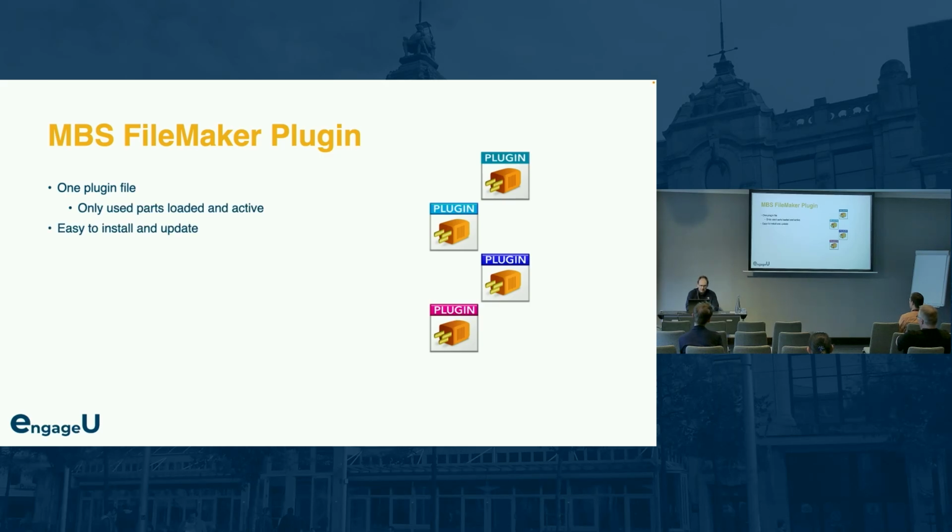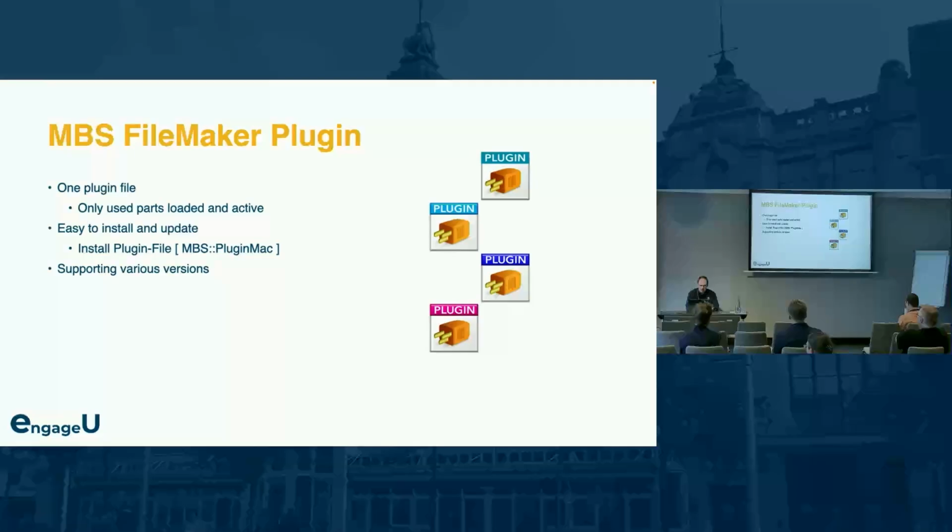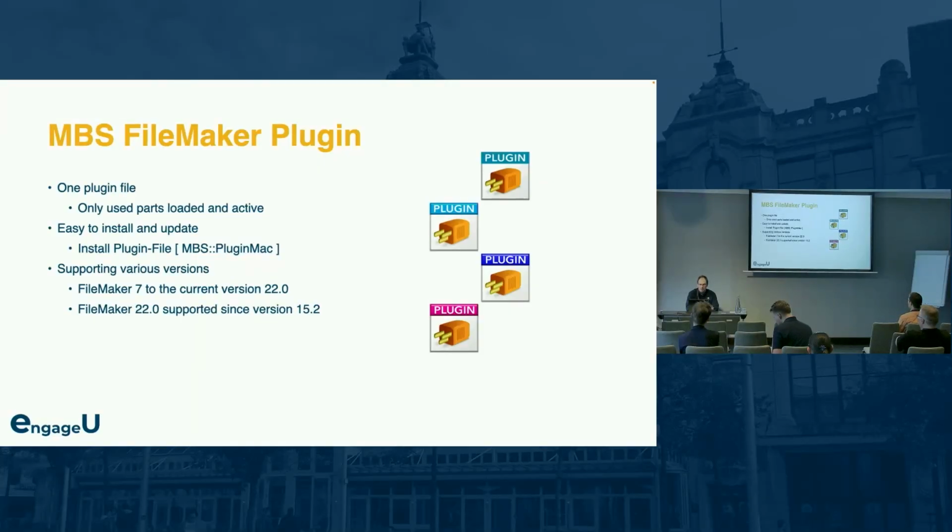Please check out our example file, install plugin update if needed, so you can learn how to install automatically from a container or load the plugins from our website automatically. We support various FileMaker versions from FileMaker 7 to the current 22 one. I'm already testing on future versions, and we recently added the 22 support in 15.2. Older versions may work or not.